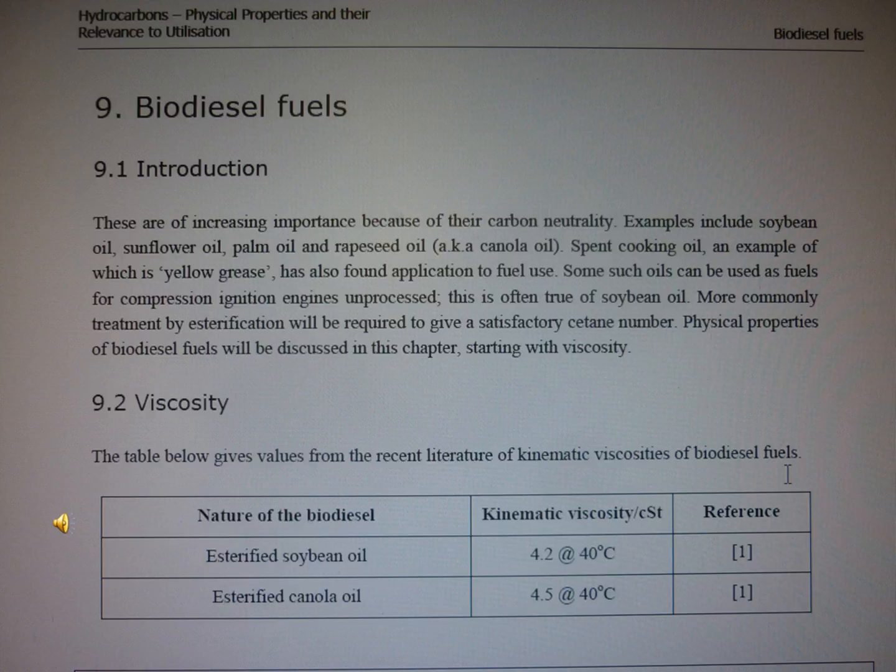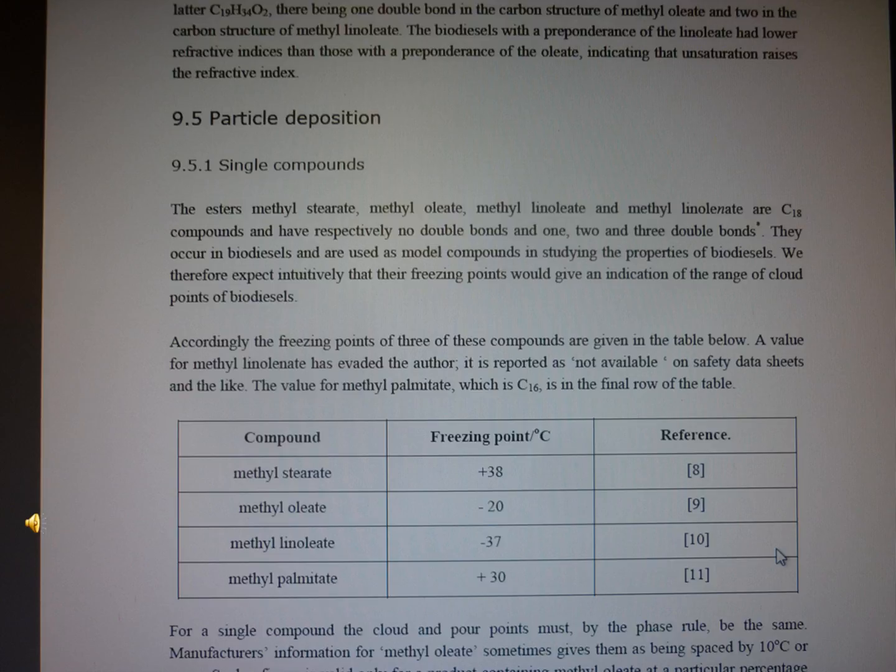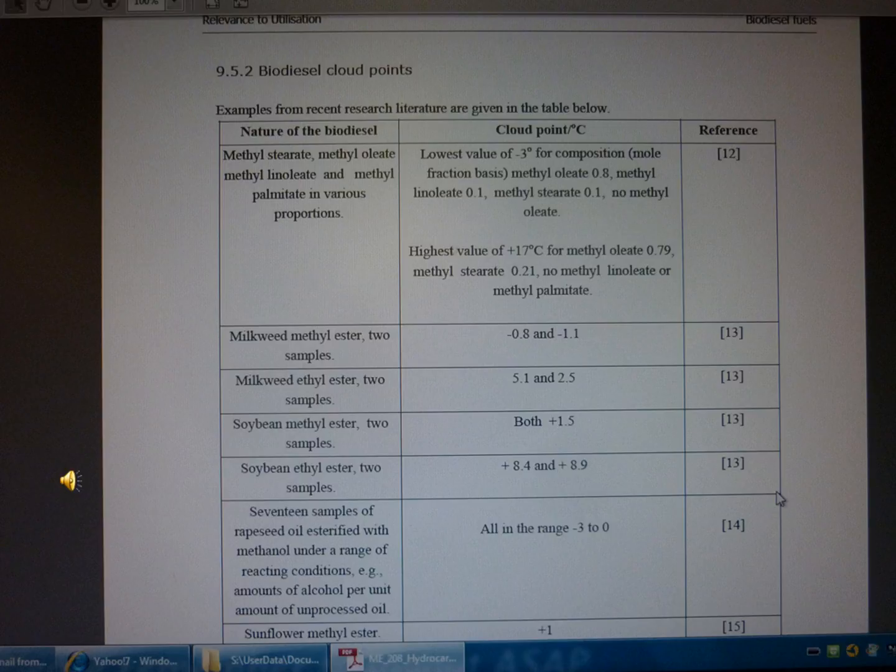First, the particle composition. The kinds of compounds, such as esters and methyl esters, are included in diesel engine fuels, and also their freezing point and reference values you can see in this table. It shows the different kinds of biodiesel fuel, their nature, and the cloud point in degrees centigrade.